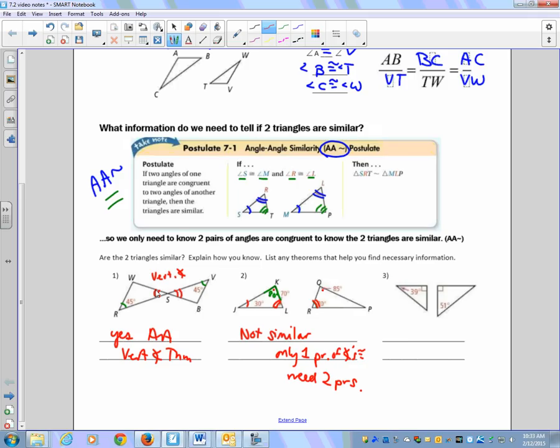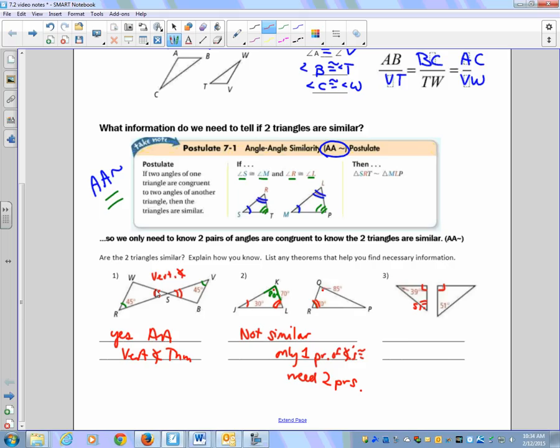Okay, number 3. We know this is a right angle, so that's 90. We know this is a right angle, so that's 90. This is 39. In order to get this third angle, we're just going to do 39 plus 90, take it away from 180, and we're going to get 51 degrees.